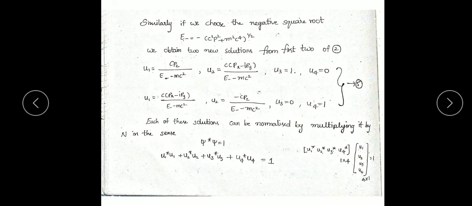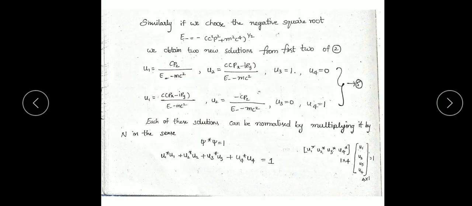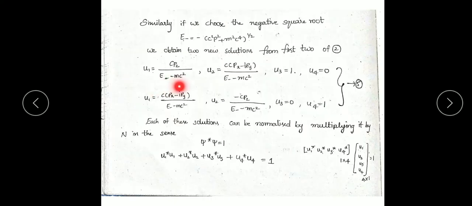Similarly, if we choose the negative square root, since the square root can be positive or negative, in the next case we are choosing it to be negative. If we place this negative square root, previously we had taken E plus, now again E minus, so E − mc² like that. So here E + mc², here we are taking E − mc². Previously we had taken E + mc², but here we are taking E − mc².